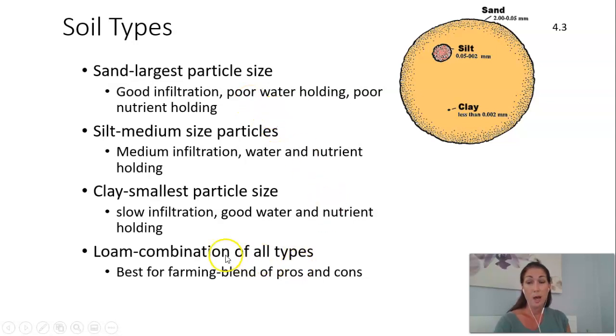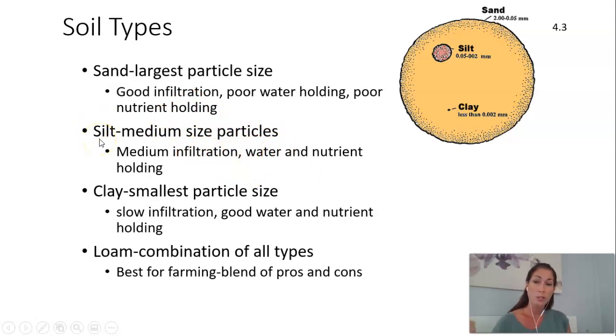Hopping down to clay, clay is the smallest particle size, so that is very slow infiltration, but it holds on to water well and it holds on to nutrients. Now, we have a lot of clay soil here in Virginia, and you might know this, that when we get really, really bad rains, water kind of pools on the surface because it takes so long for it to move through. Now, silt is somewhere in the middle, with medium infiltration and water.